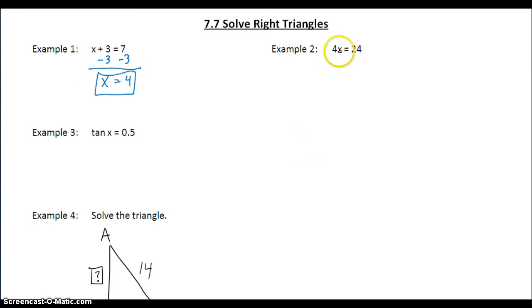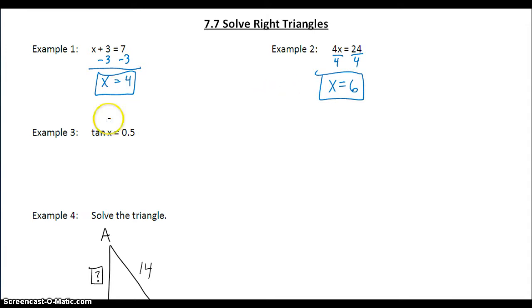Same with example 2. I have 4 times x. The inverse of multiplication is division. And as long as I divide both sides by 4, I can keep equality and solve for x.